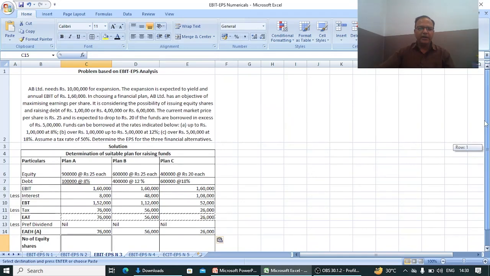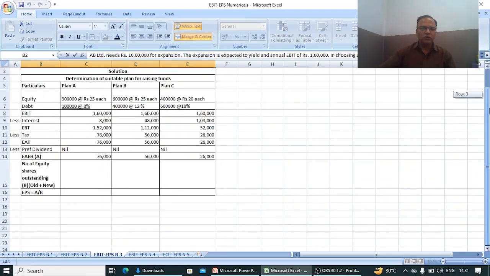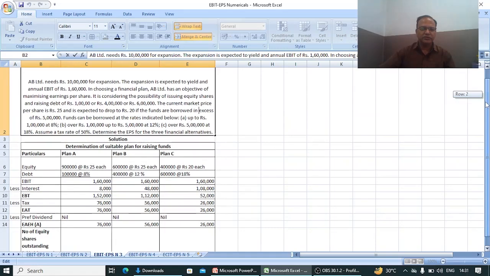AB Limited needs rupees 10 lakh for expansion. Expansion is expected to yield an annual EBIT of 1,60,000. It is considering a possibility of issuing equity shares and raising debt. It means information about the old shares is not given in the question.